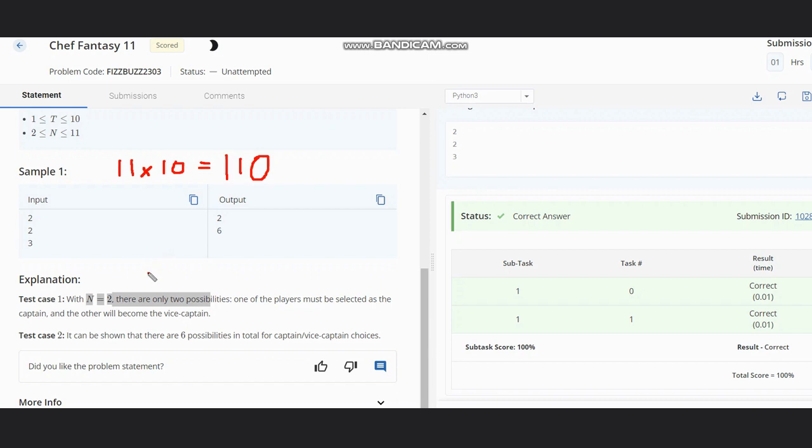So here simply the answer is n multiplied by n minus 1. So this will give us the output which we want. I hope you all understand this solution.